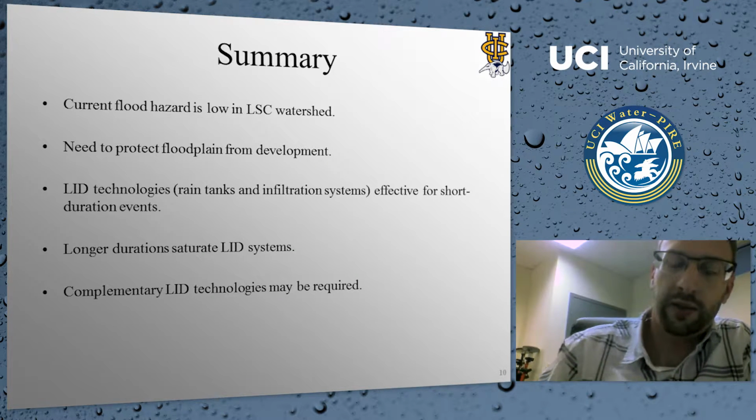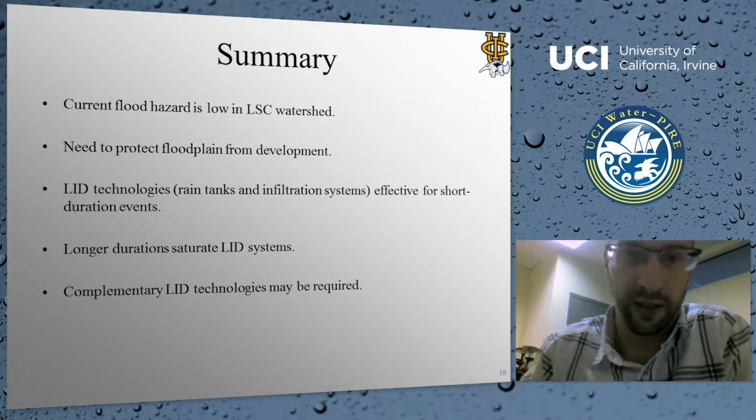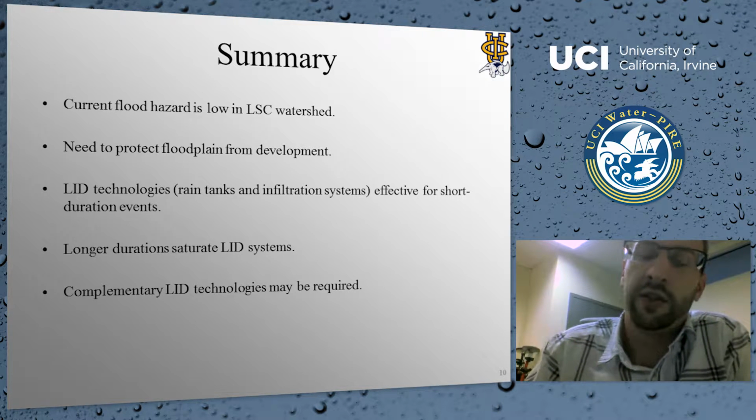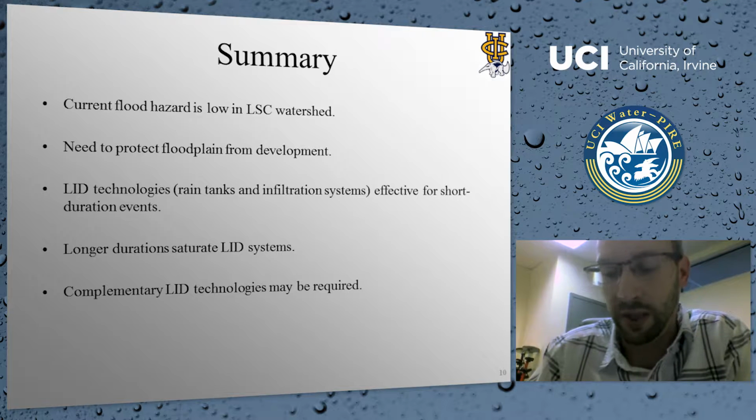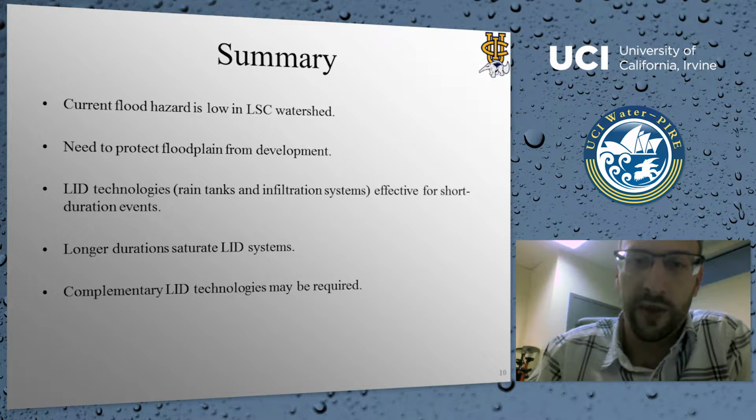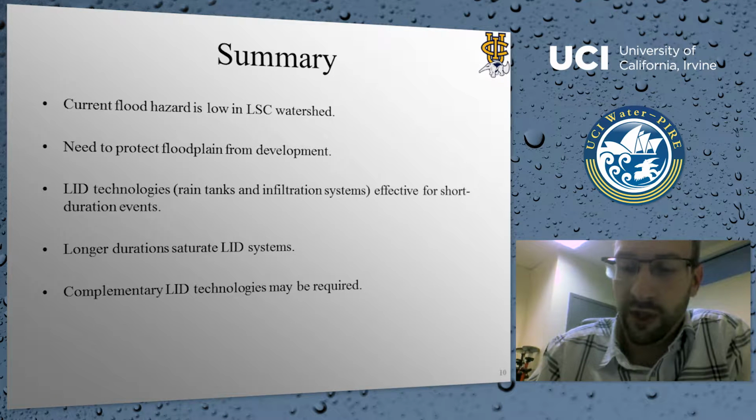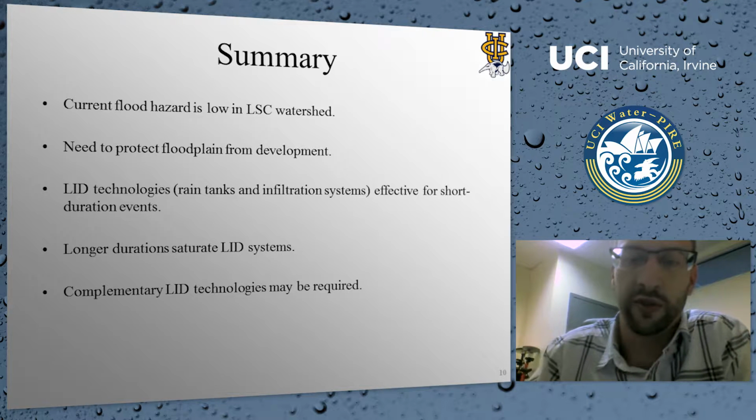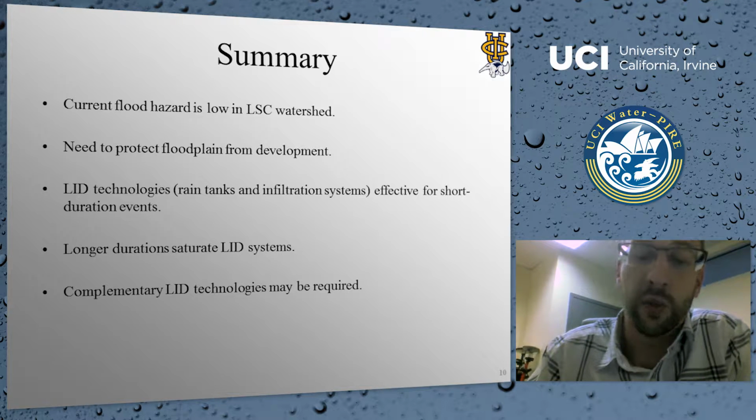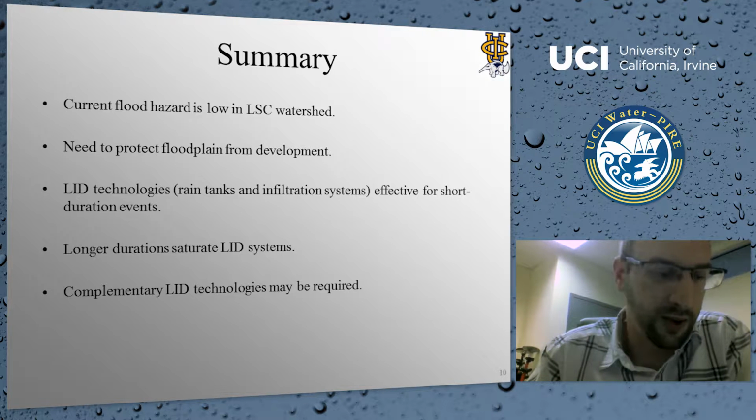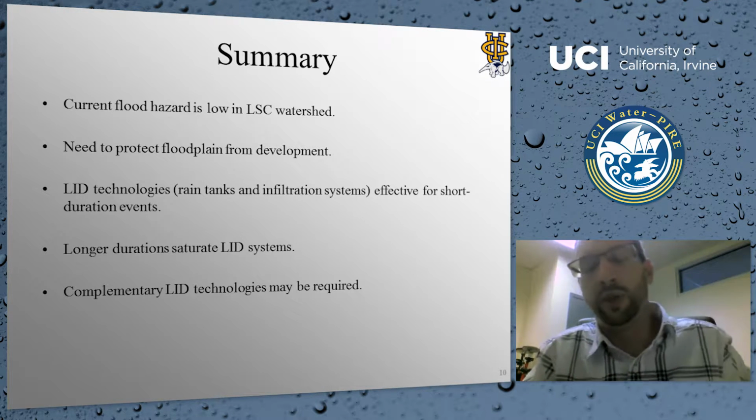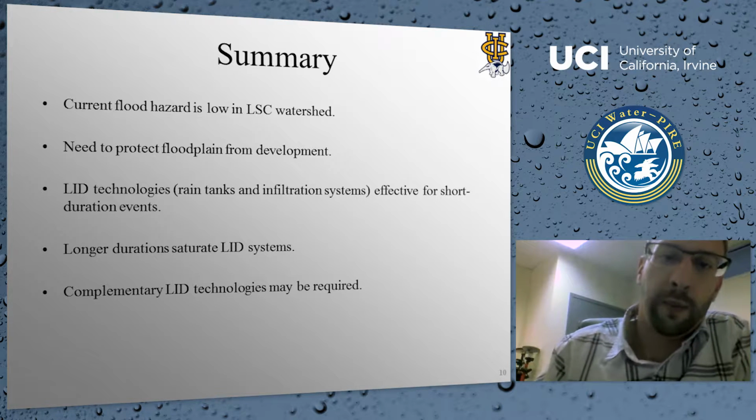All right, so to summarize my slides here, the current flood hazard conditions in the Little Stringybark Creek watershed are minimal. There's only very few buildings impacted, but we do see quite a bit of flooding along the lower topography portions of the floodplain, and so we need to protect those from development in the future in case further development will occur in the watershed.